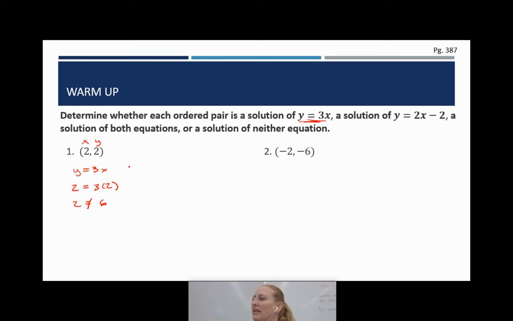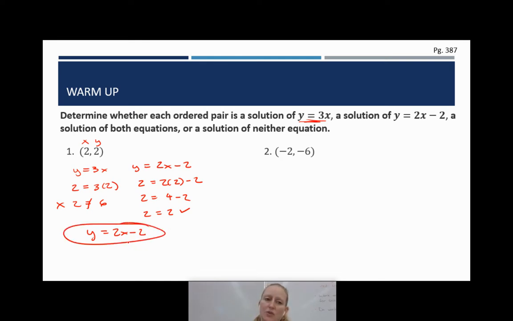But there's a second equation. We're supposed to check that one as well. So y equals 2x minus 2. Fine. Everywhere I see a y, I'll plug in a 2. Everywhere I see an x, I will also plug in a 2. And, of course, 2 times 2 is 4. And 4 minus 2 is 2. Hey, that one worked. So that one didn't work. That one did work. So that means it's a solution of y equals 2x minus 2. So it is a solution for that equation, not a solution for the other equation.